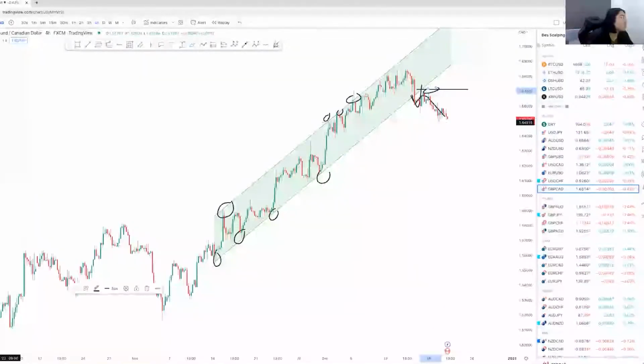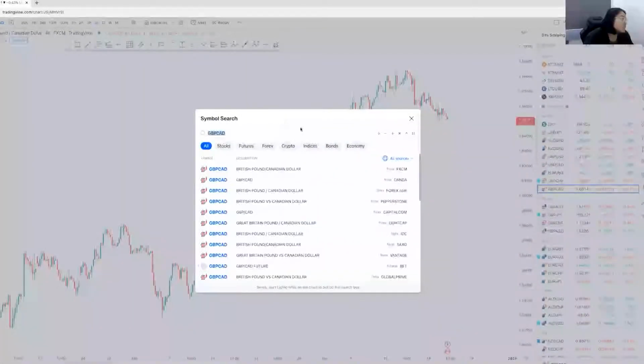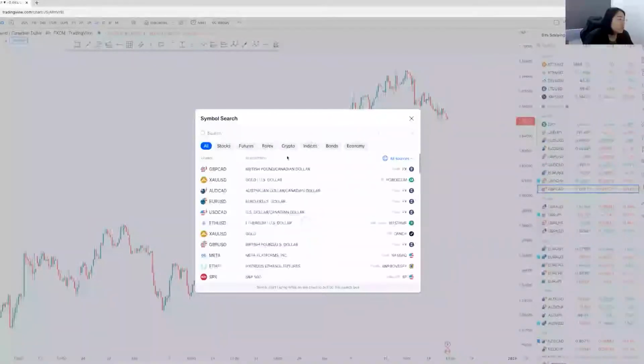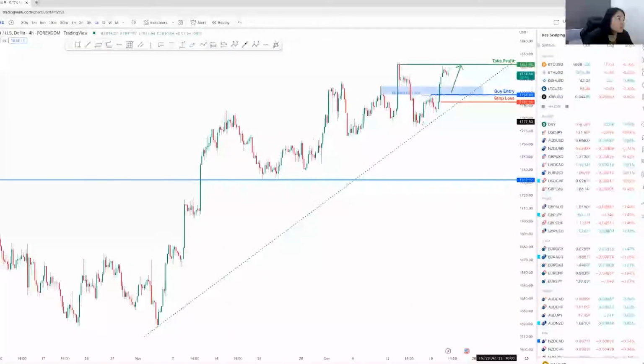So I'm going to delete all this. We're going to go into a different chart. It works the same for all charts. It works for forex, commodities, indices, and cryptocurrency. Channels and trend lines work for all kinds of instruments. Let's try gold, for example. I'm going to get rid of this.